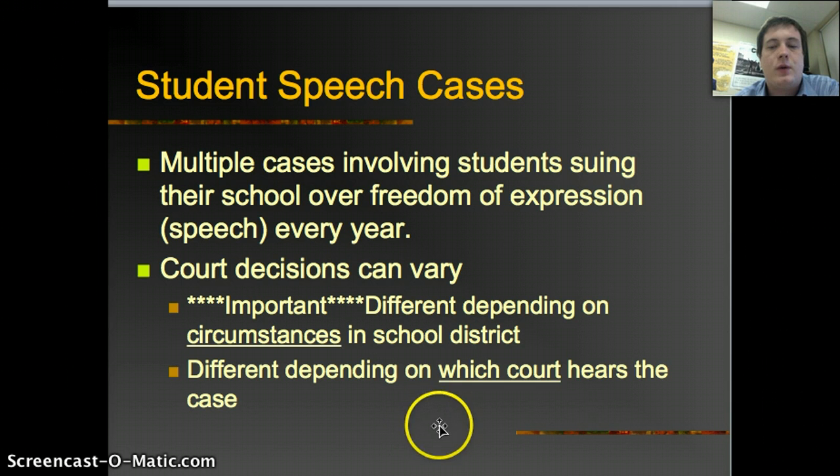Additionally, it's different depending on which court hears the case. As you're about to learn, not all courts are the same. Some are more conservative, more traditional, some are more liberal or more free. So it depends on which court hears the case as well.